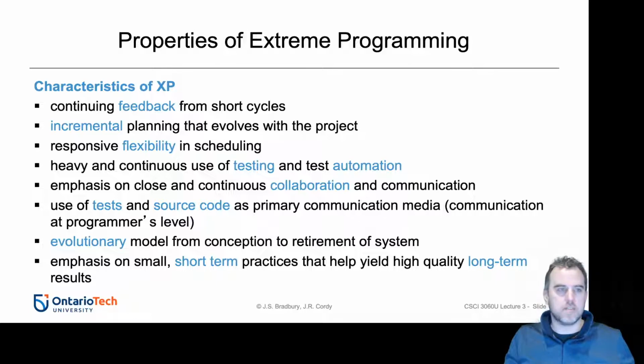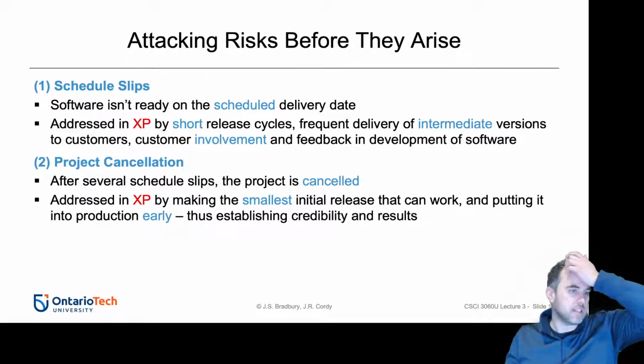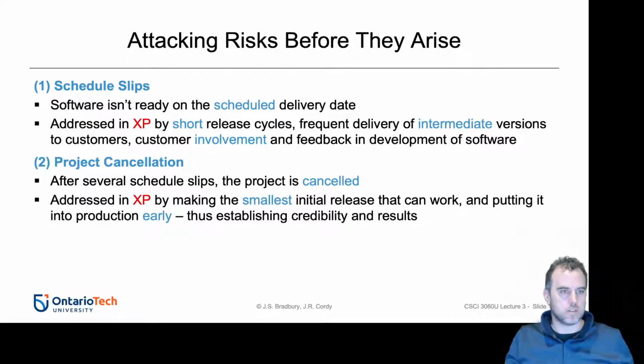I'm not going to talk about these because these are some slides I'm going to ask you to read on your own, but they also talk about attacking risks before they arise. This is where it relates to quality, right? Some of the risks that you have in a development, they try to negate before they happen. Things like schedule slips, i.e. going overtime on a given project. They do that by doing short release cycles, by doing frequent intermediate versions and getting customer feedback constantly, right?